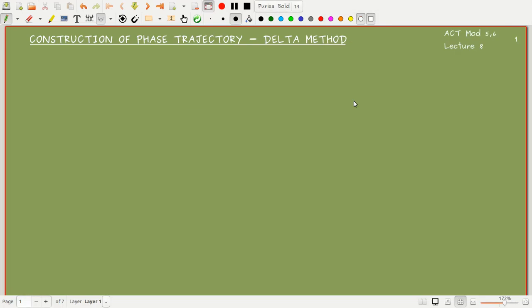Hello. Now let us go to the next part of construction of the phase plane trajectory. Today we will see the delta method for the construction of the phase plane trajectory.